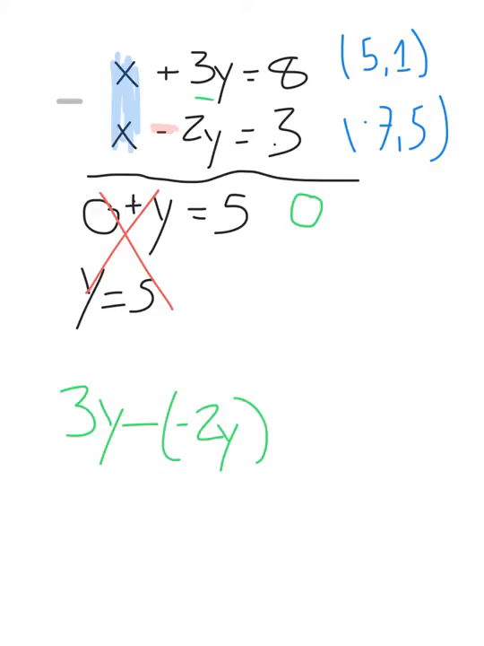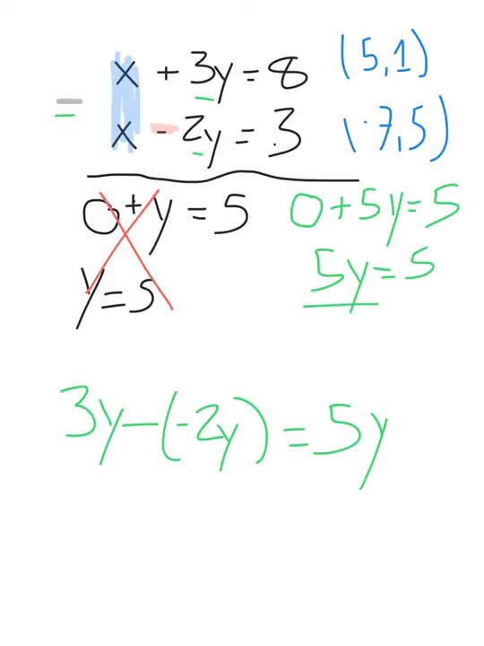3y minus a -2y would leave us with positive 5y. So we should end up with positive 5y when we subtract this. And then 8 minus 3 would give us 5. So we'd end up with 5y equals 5. We would then divide each side by 5. And that would leave us with y equals 1. And once again, we take that 1 and plug it back into our equation. And when we solve for x, we'd end up with x equals 5, which would give us the correct ordered pair. So once again, be very careful when you're subtracting, especially when we're dealing with these negative terms.